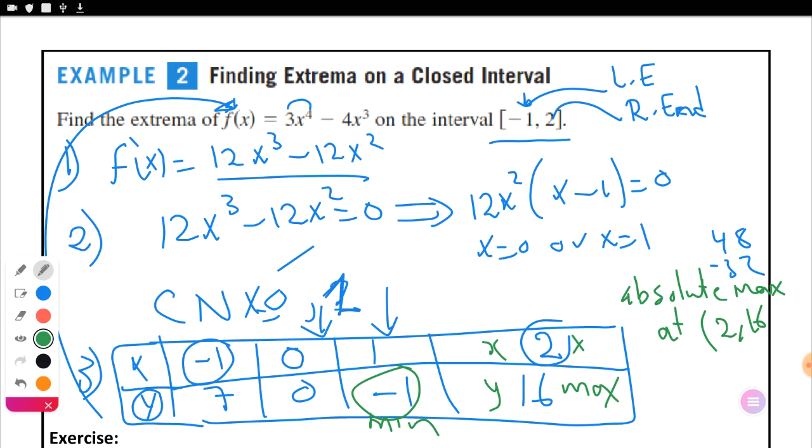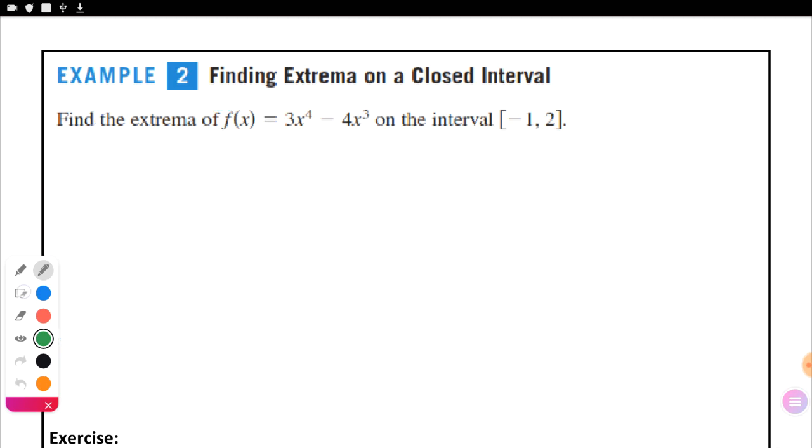Why do we say absolute? Because I'm talking about a closed interval. Absolute minimum at x and y: -1 and -7. Here we have negative 1. Clear or not clear? I think it's so easy. Only 4 steps. The greatest value will be the maximum, the smallest value will be the minimum.